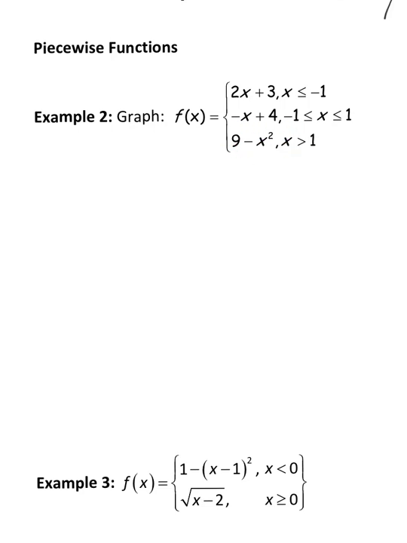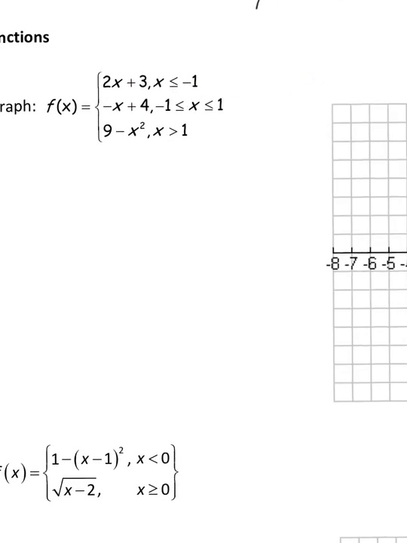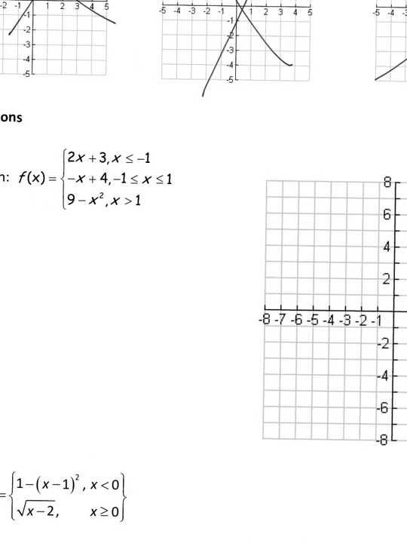So I think the best and easiest way to go about this is simply doing an input-output table. For this graph, I'm going to start at the key point at -1, and then go less than that. So at -1, I'm going to substitute in -1. So 2 times -1 is -2, and -2 plus 3 is 1. So at the input of -1, we have an output of 1, which gives us the coordinate (-1, 1). Note, I have it as a closed circle because it's less than or equal to.